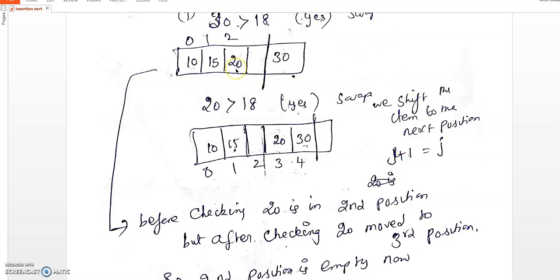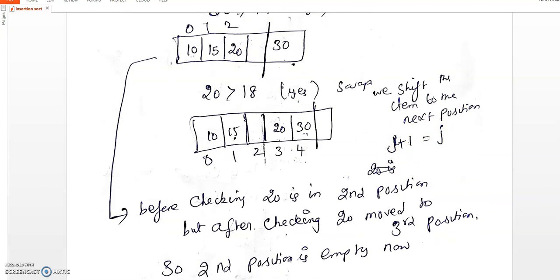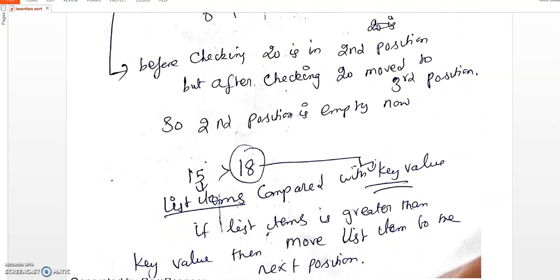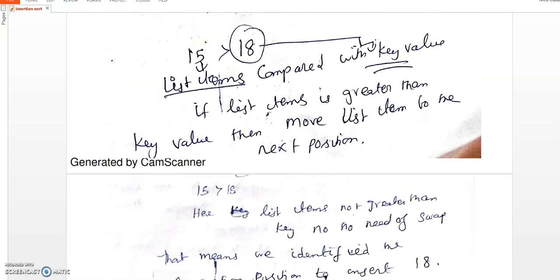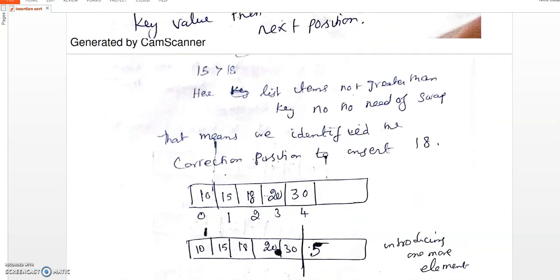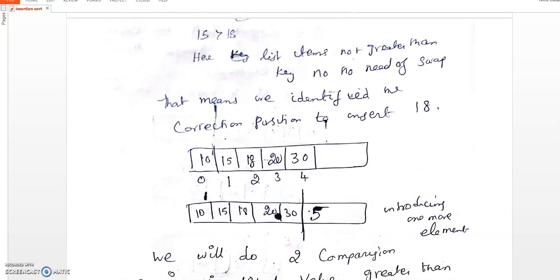Suppose here 20 is greater than 18. So 20, which is already in the second position, will be moved to the next position, which is 3. So we are adding 1. That is shown here. Okay, next. So I have compared with the key value. Okay, next. So it has been placed correctly.